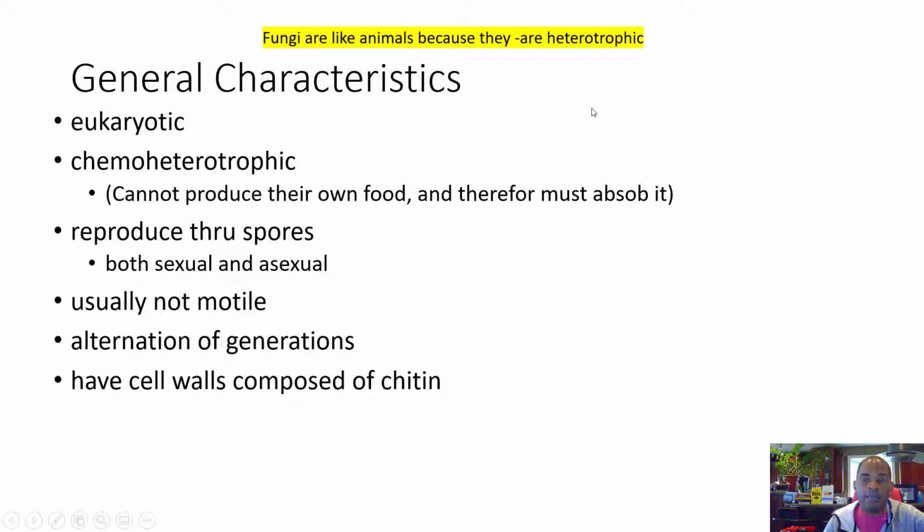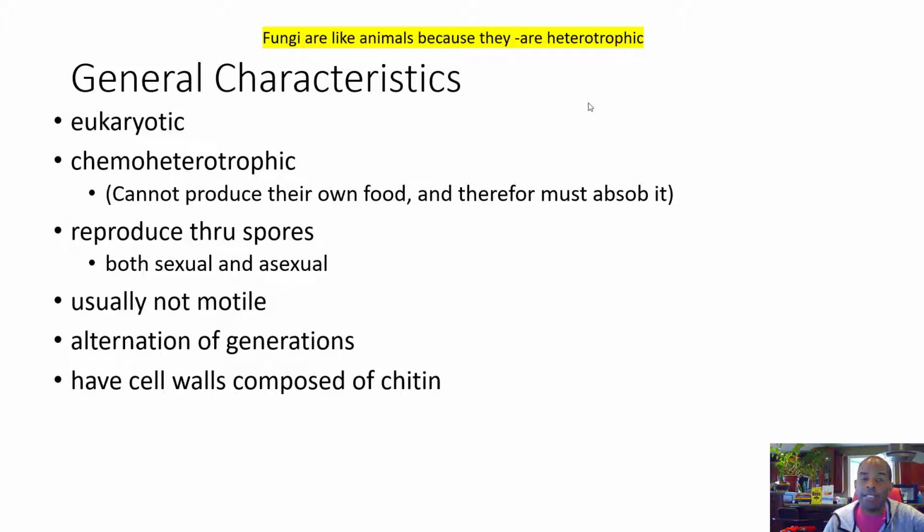Another question that was done poorly: fungi are like animals because they are heterotrophic. So these are good questions for us to ask, because what they're doing is they're asking you to compare the different kingdoms. Do you understand the general characteristics of protists? Well, that's everything that's not one of the other four: bacteria, animals, plants, and fungi.